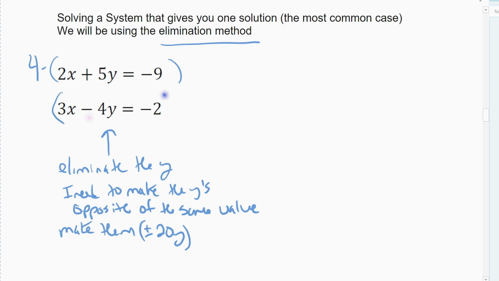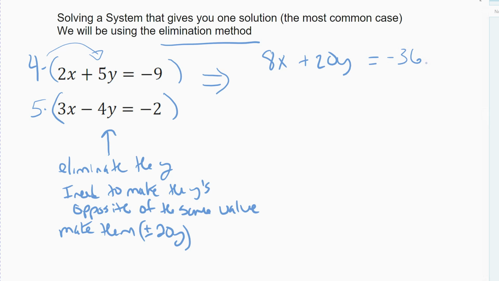I'm going to do the same thing in the second equation. I want to make the negative 4 a negative 20, so I'm going to multiply by 5. I multiply by the opposite number. And so I'm going to get a new system that's the same as the old system, but allows me to add them up and eliminate the y. In the first equation, I distribute that 4, so 2x times 4 gives me 8x. I get my 20y, which was the goal, and then negative 9 times 4 is negative 36.